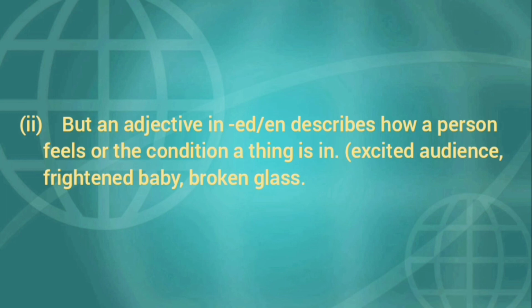But an adjective ending in ed or en describes how a person feels or the condition a thing is in. Example: excited audience, frightened baby, broken glass. These adjectives are participle adjectives, or adjectives ending in ed or en form, the third form of the verb.